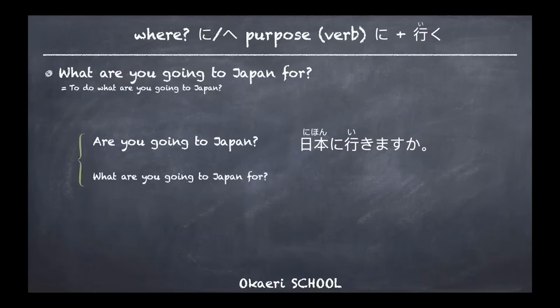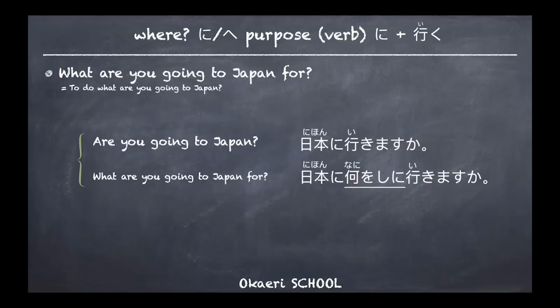Well, here in this sentence, we want to put this purpose, meaning, what are you going to Japan for? How do we do this? So into this sentence, Nihon ni ikimasu ka, you insert nani wo shi ni. Nani is what, right? Wo is a particle. Shi, where does it come from? Ni, that's a particle. Nani wo shi ni ikimasu ka? We'll have a closer look later at nani wo shi ni, this part.